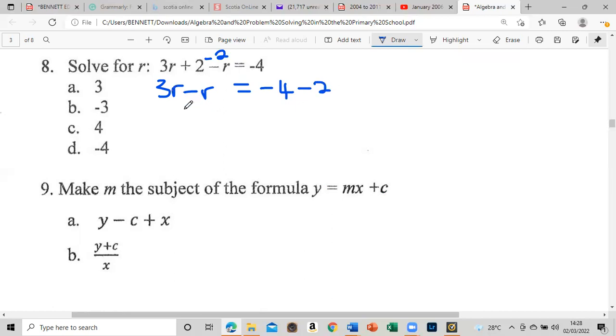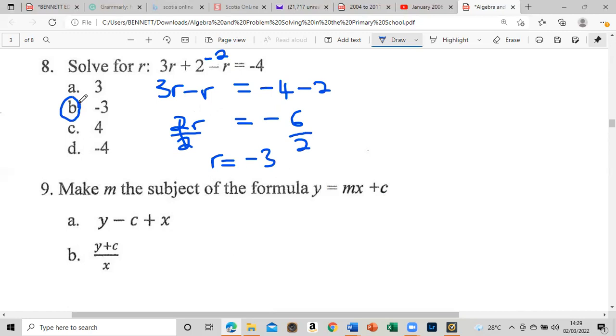3r minus that will give us 2r, and then this will give us negative 6. Then we divide both sides by 2. So therefore, r is equal to, negative divided by a positive is negative 3. So our answer would be B.